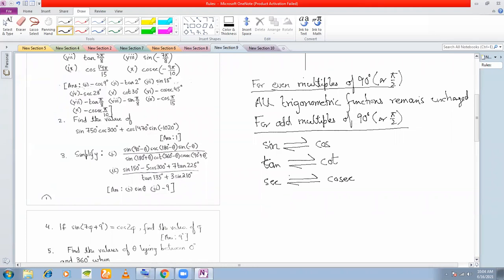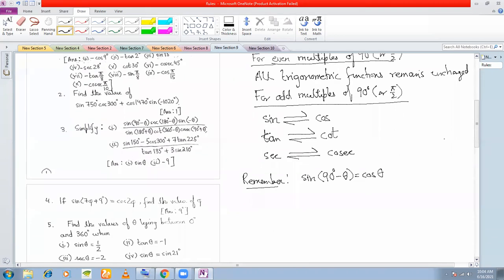Now you have done a little bit of this in your class 9. You remember these. Sine of 90 minus theta is equal to cos theta. Remember this? How are we getting this? It is the complementary angle rule. We are getting this rule from here only.